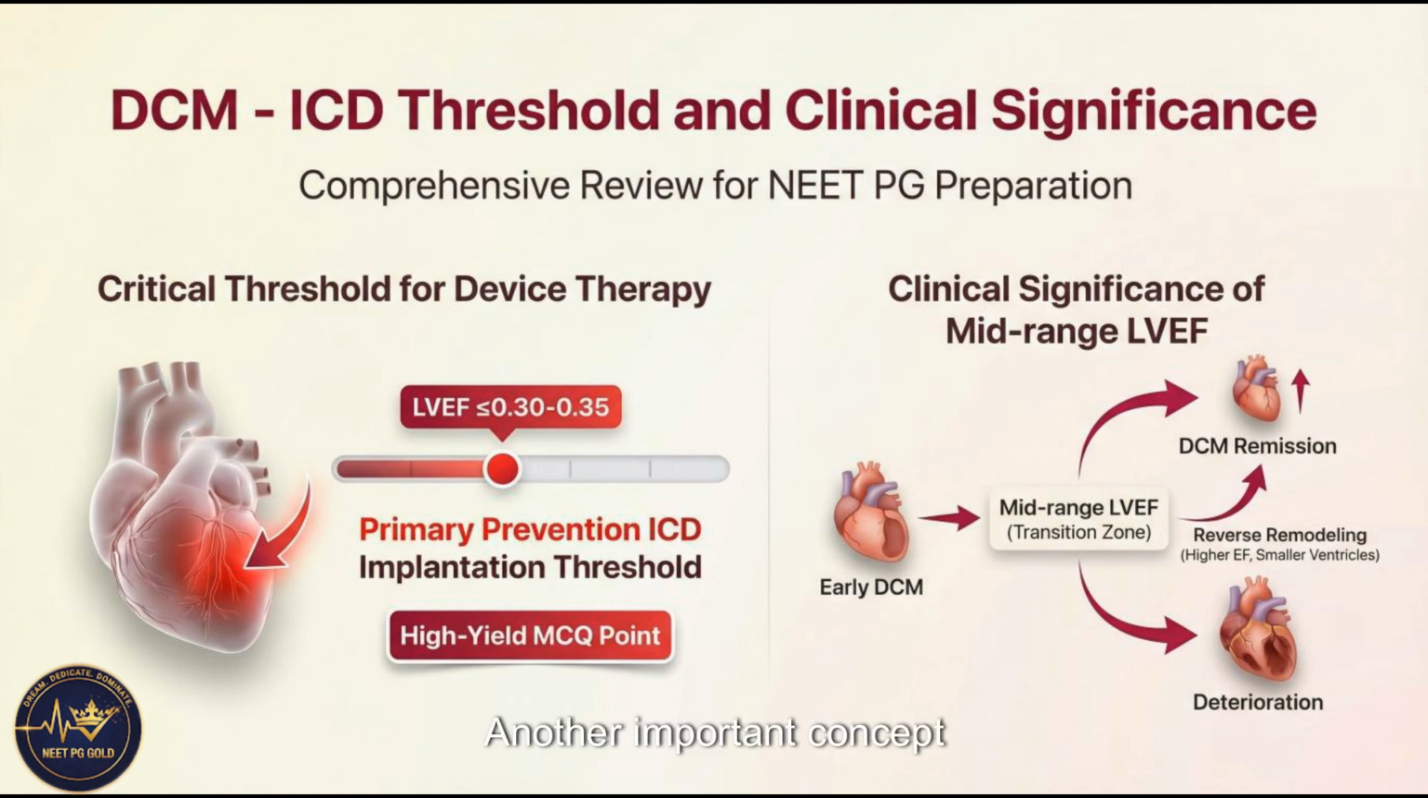You must memorize this 35% cutoff. Another important concept is the mid-range transition zone. DCM is dynamic. With treatment, a patient can undergo reverse remodeling, where the heart shrinks and the EF improves. This is called remission. Conversely, they can deteriorate. So an EF of 40% is often a snapshot of a patient either getting better or getting worse.